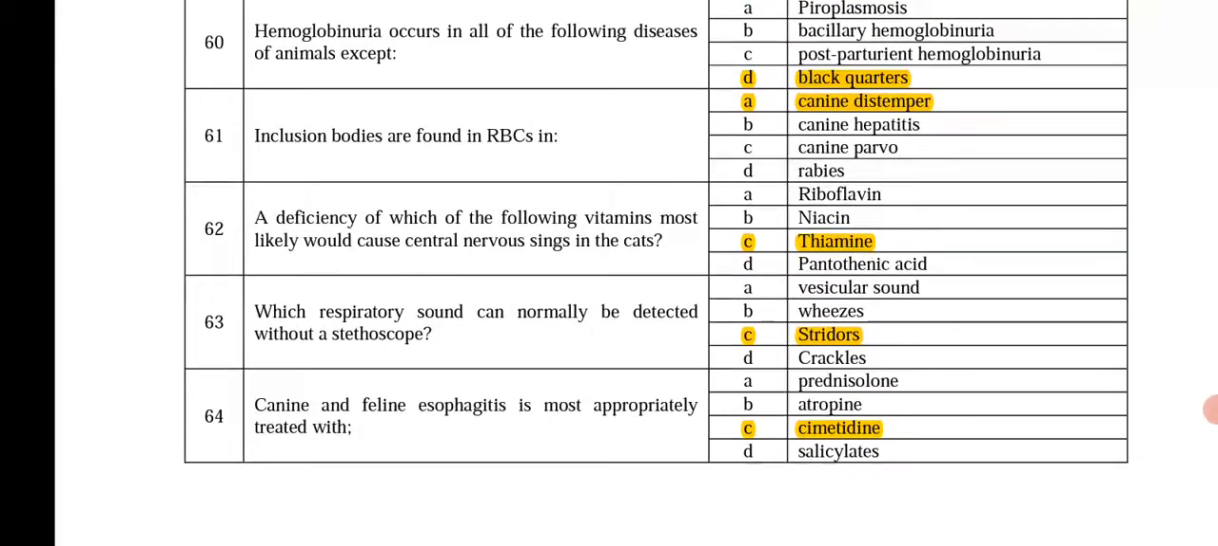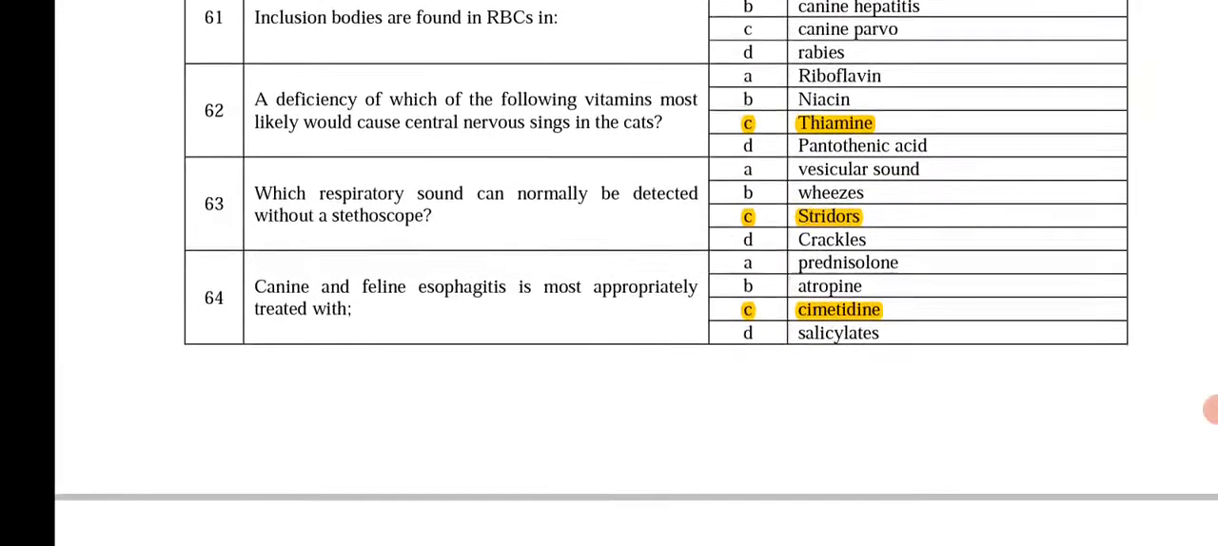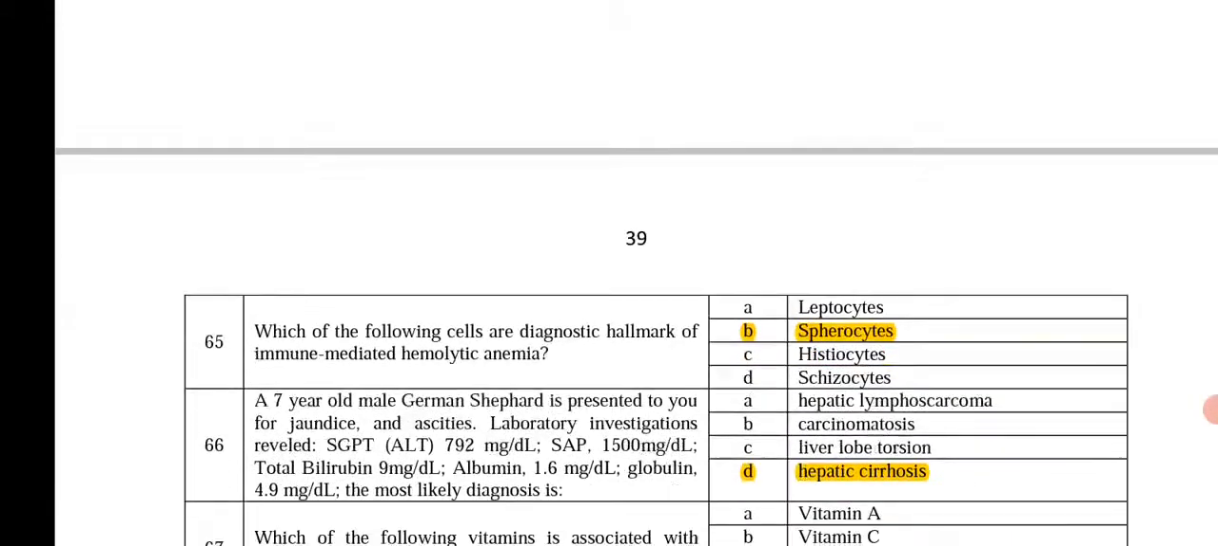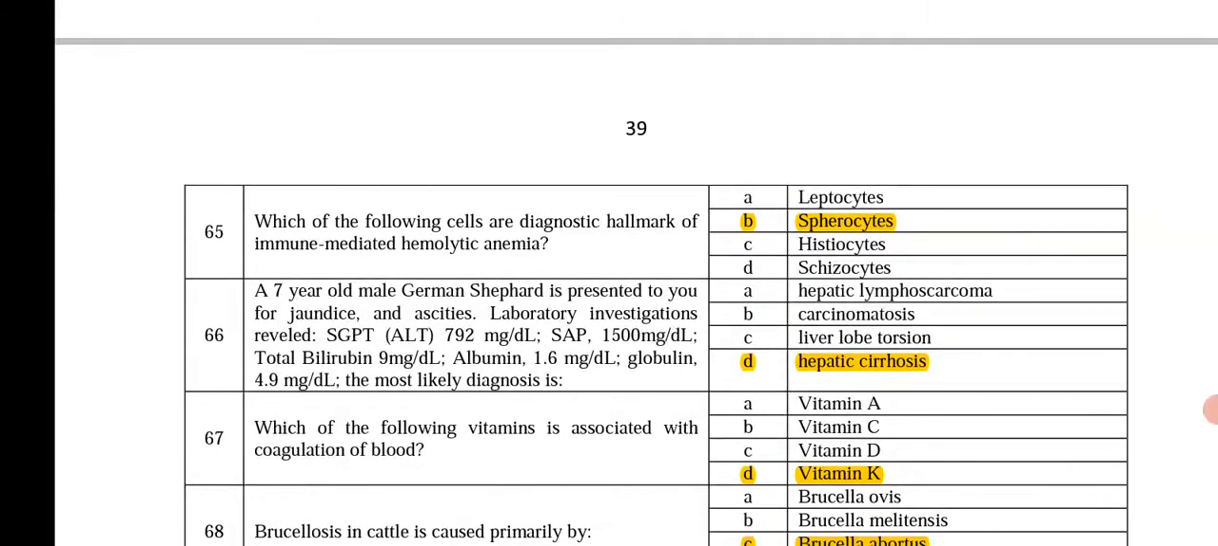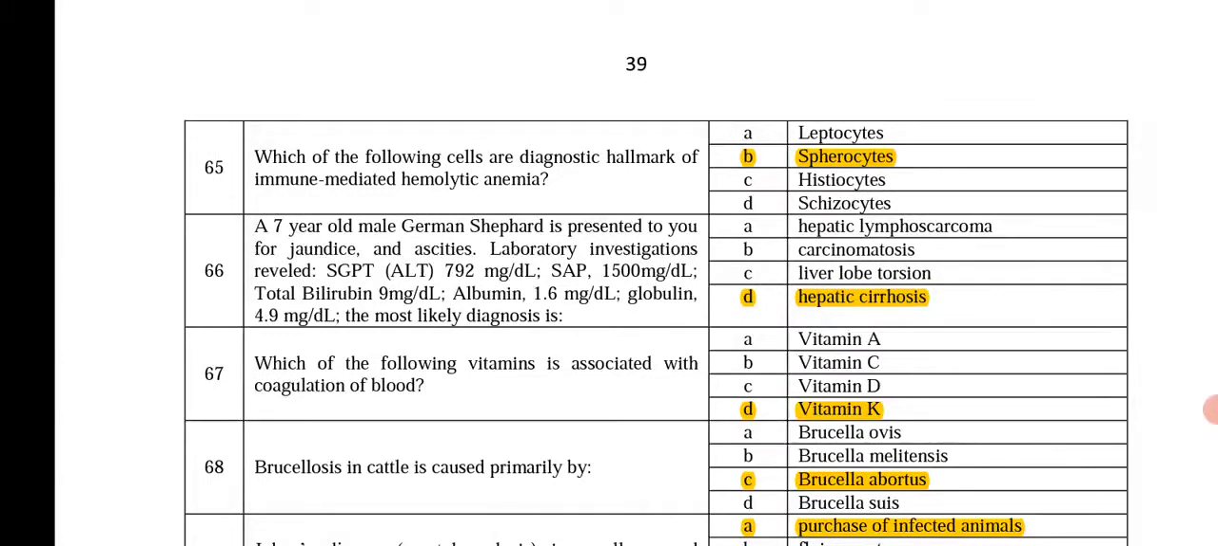Which of the following vitamins most likely would cause the central nervous signs in cats? Thiamine. When can respiratory sound normally be detected without a stethoscope? Stridor. Canine and feline esophagitis is most appropriately treated with cimetidine. Which of the following cells are diagnostic hallmark of immune-mediated hemolytic anemia? Spherocytes.